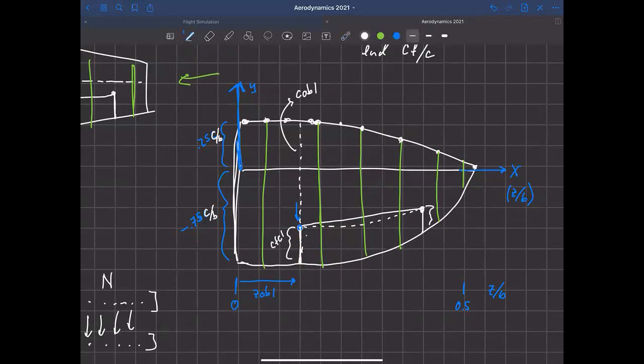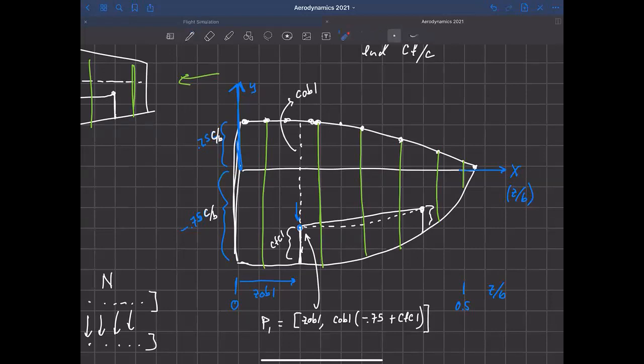So the coordinates of this location right here are Z over B1, that was given, and then C over B1 times minus 0.75. And that gets us to the trailing edge, plus CFC1. That brings us back a certain percentage of C over B. Does that make sense? So that gives me that point right there. I'm just going to call that P1.